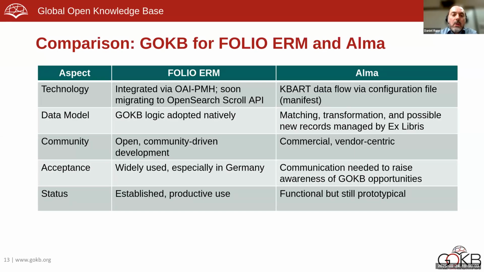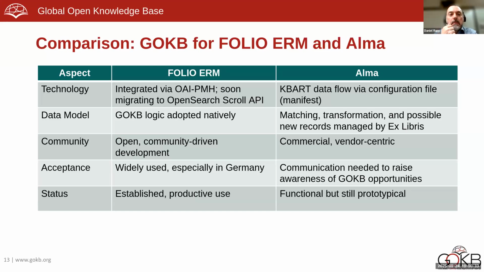So for comparison, you have GOKB for Folio ERM and Alma. The technology is quite different. Folio ERM uses OAI-PMH, and soon it will use the OpenSearch Scroller API. And this is more powerful than the mere KBART data flow via the configuration for the manifest in Alma.